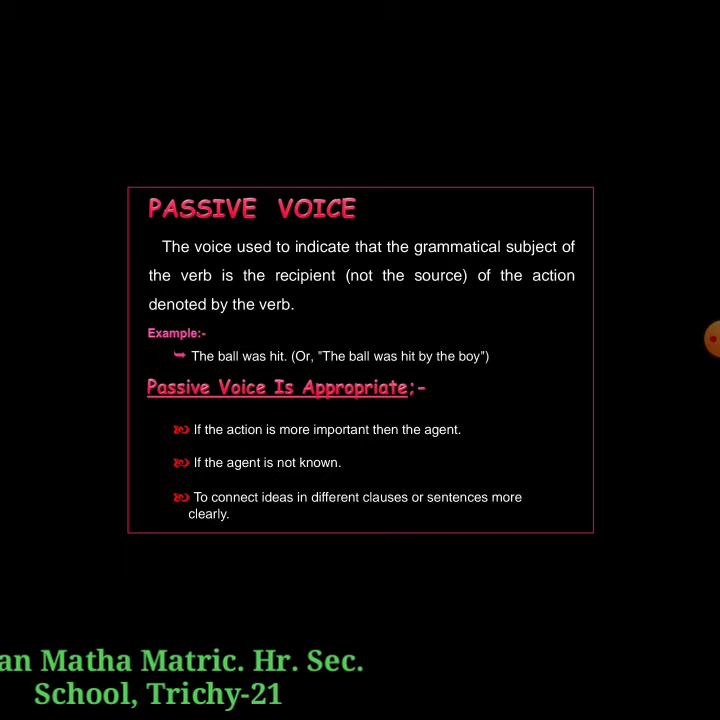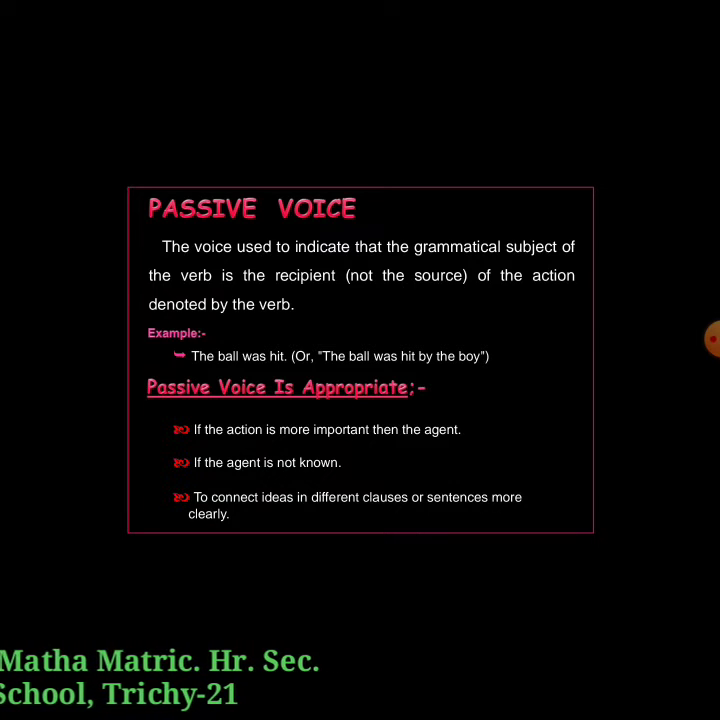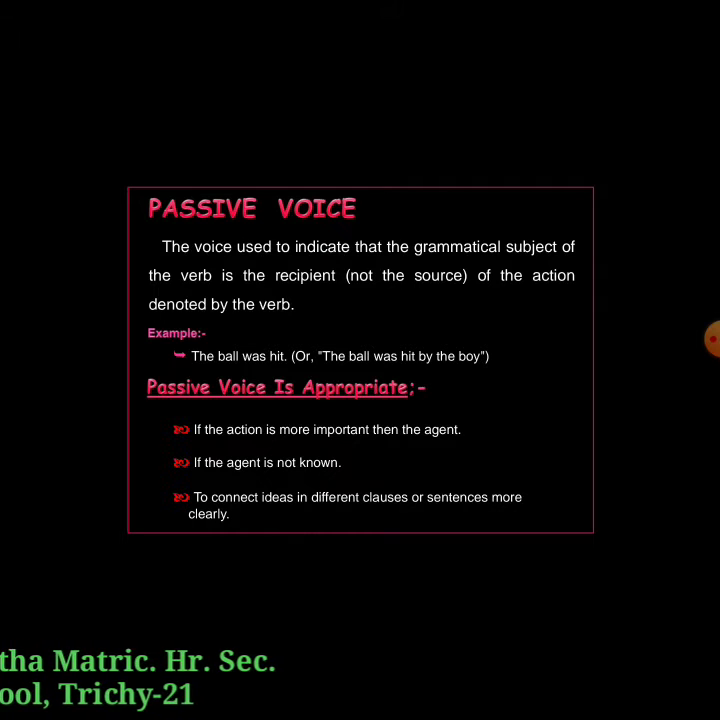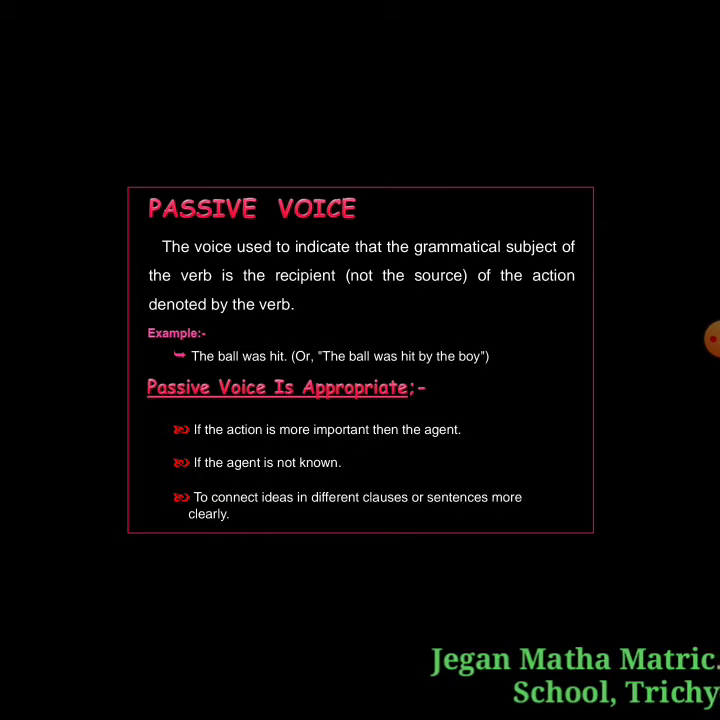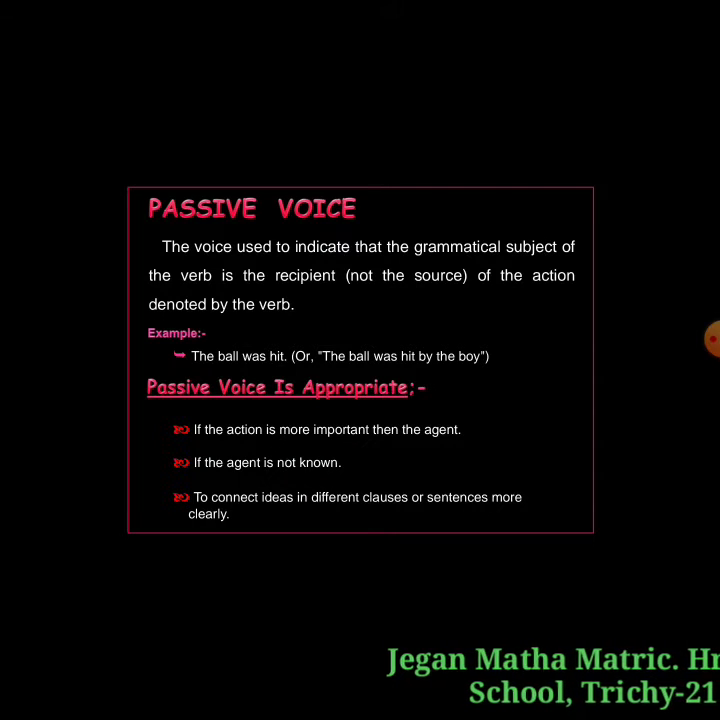Passive voice. What is the passive voice? The voice used to indicate that the grammatical subject of the verb is the recipient of the action denoted by the verb. For example, the ball was hit. The ball was hit by the boy. Passive voice is appropriate if the action is more important than the agent, if the agent is not known, or to connect ideas in different clauses or sentences more clearly.